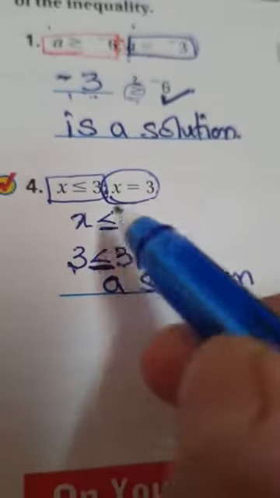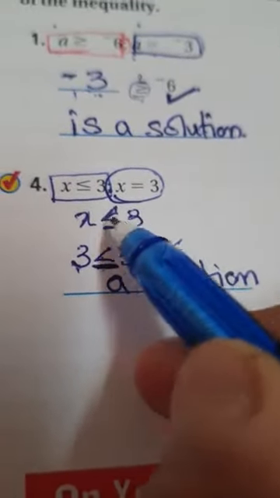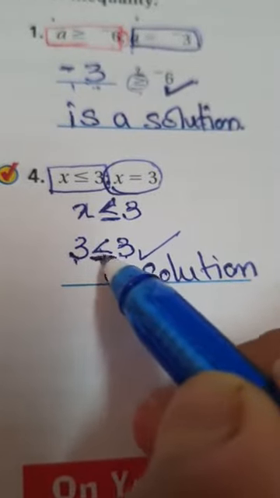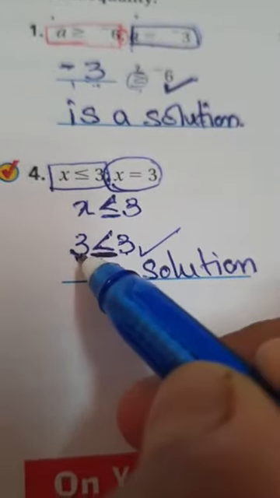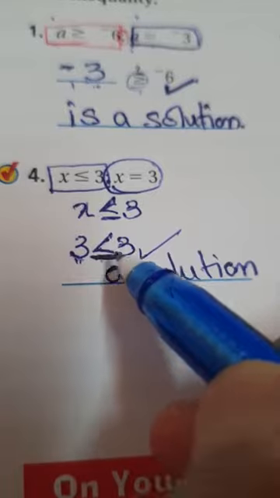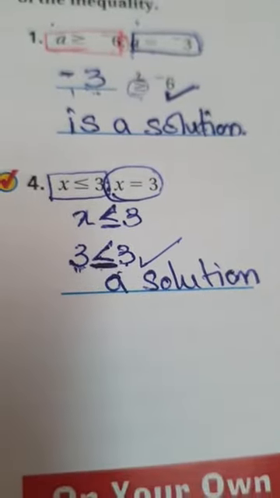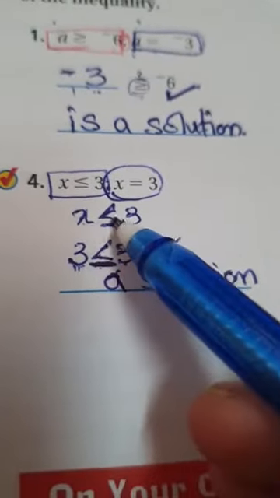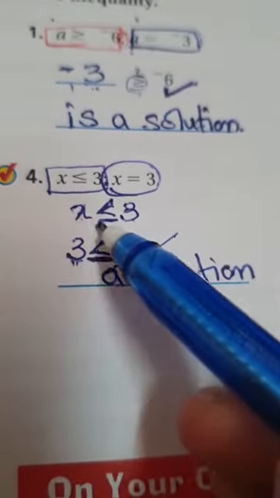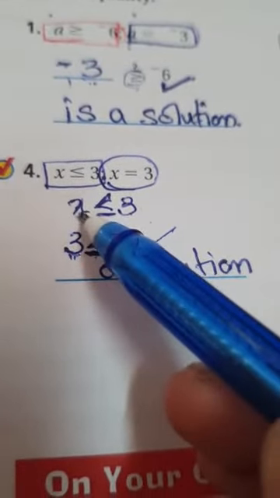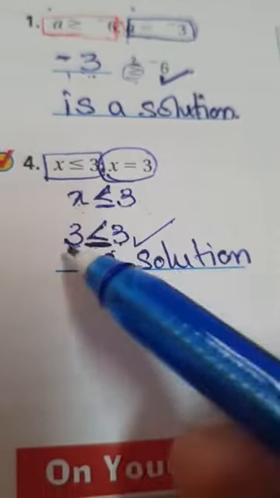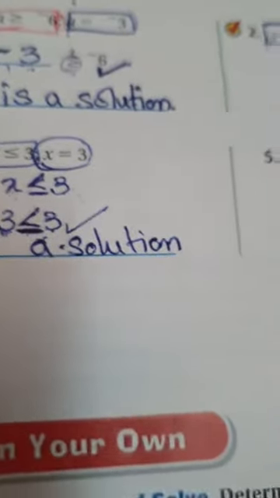Again, you have to understand this is only and only because of this line here, this symbol, which means x can be less than 3 or x can be equal to 3. Right here, x is less than 3 or equal to 3. So to make x equal to 3, we need 3. So 3 equals 3. That's why it is a solution.